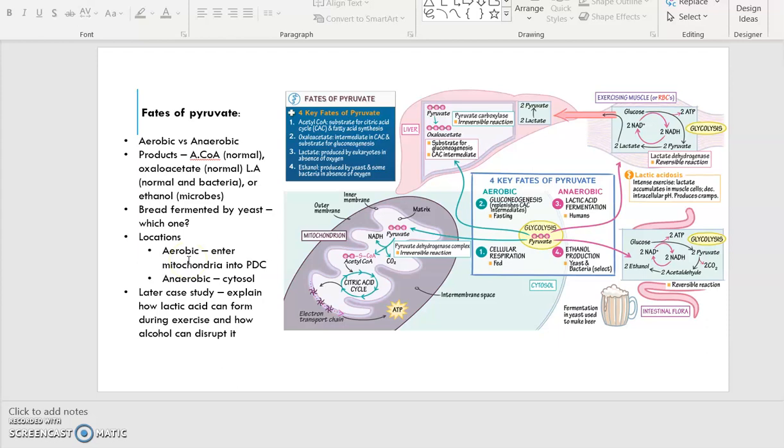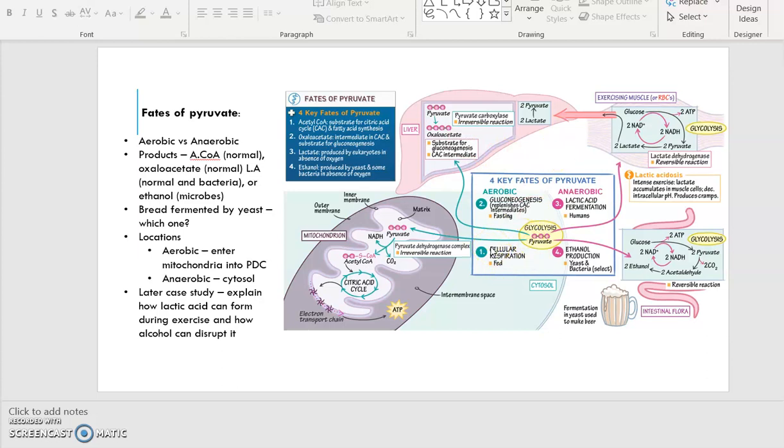Okay, the next important part is about the fates of pyruvate, meaning what happens to the pyruvate after this reaction. From this figure, you can see there are actually 4 different fates. They can be divided into 2: the first is aerobic fate, the second is anaerobic fate. The aerobic fate can produce gluconeogenesis in the liver by producing a molecule we call oxaloacetate. Oxaloacetate is also one of the intermediates inside the TCA cycle.